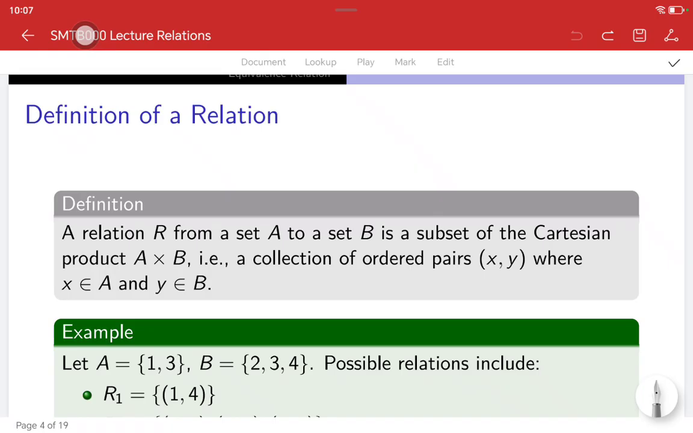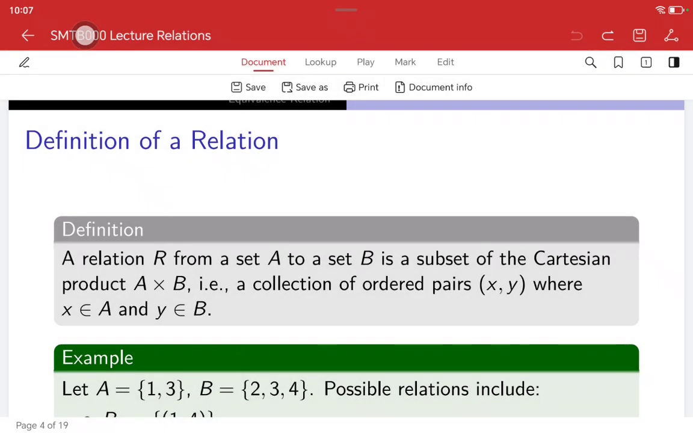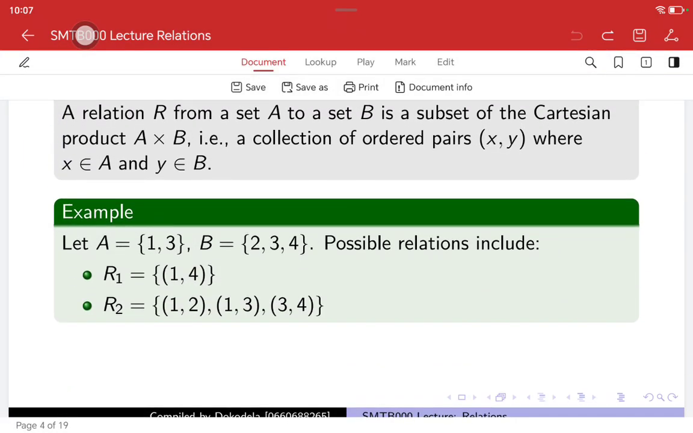So let me do this. If we're given an example here, we let A be the set {1, 3}, then we let B be the set {2, 3, 4}. For possible relations, we can formulate any type of relations from this, right? We can have (1, 4), we can have (1, 2), we can have (1, 3), we can have (3, 4). So any kind of relations can be formulated from this.